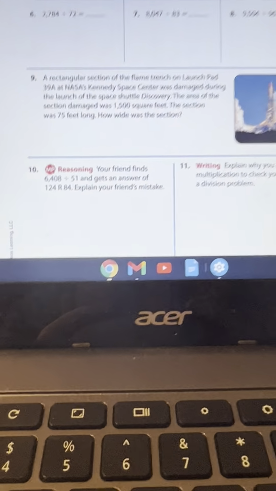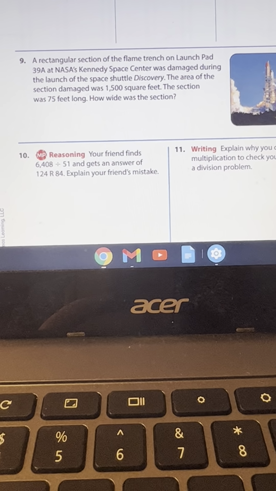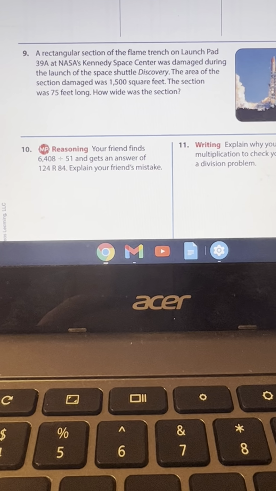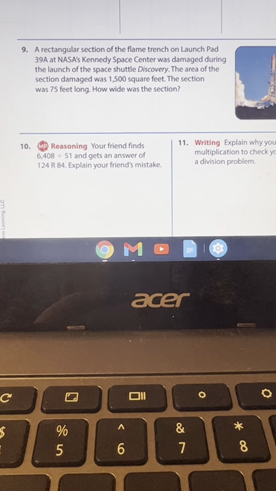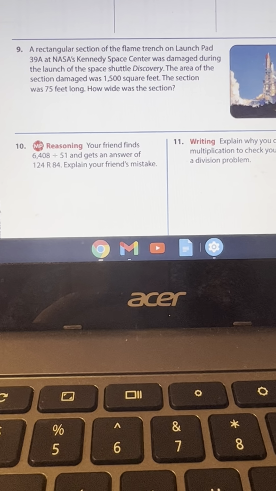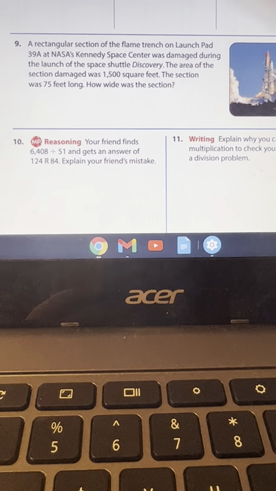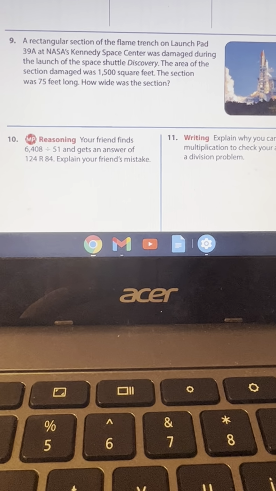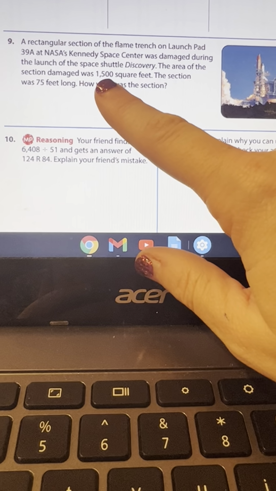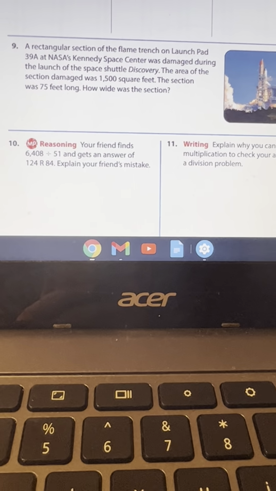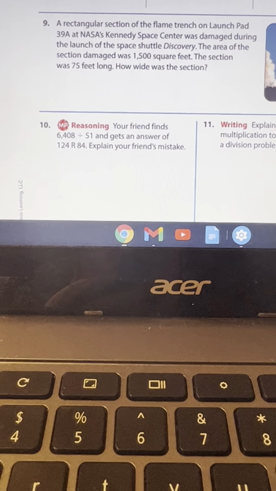Okay, number 9. A rectangular section of the flame trench on Launchpad 39A at NASA's Kennedy Space Center was damaged during the launch of the Space Shuttle Discovery. The area of the section damaged was 1,500 square feet. The section was 75 feet long. How wide was each section? When you do area, it's length times width. So length times width is going to give you the area. If we know the area is 1,500 and we know the length, we want to find the width. So you know you're going to do 1,500 divided by 75. That's what you're doing for 9.